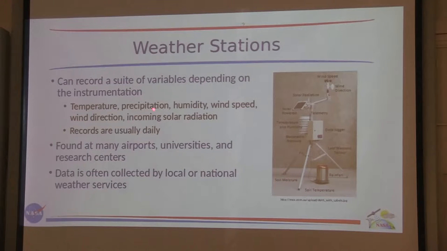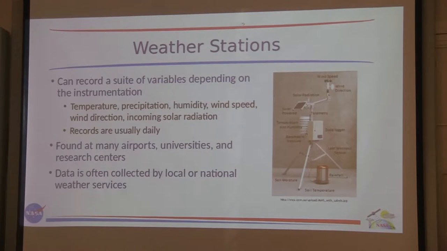What's important to note is that not all the weather stations are going to have all these instruments on them. Some of them do, some of them don't. You usually see temperature and precipitation are the ones you see the most often. And they're found oftentimes at airports. Most major airports have them. Sometimes universities have their own weather stations set up. Research centers themselves might have it all set up. And they're often collected by some kind of national or local weather service.